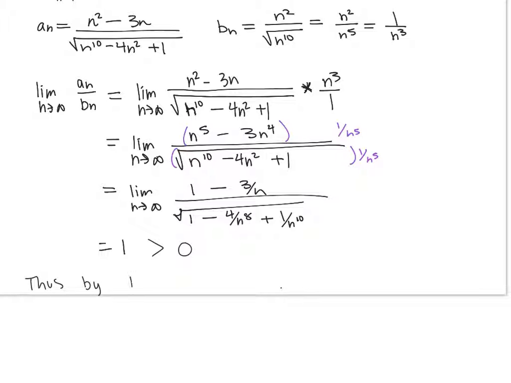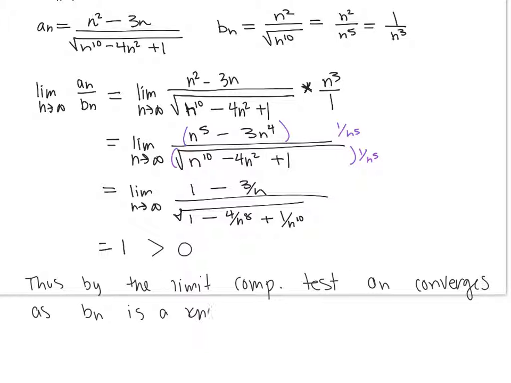Thus, by the limit comparison test, I'm going to make a mistake here. A n converges as B n is a known convergent series. So the mistake that I made was this: if you don't put those sum signs, you're talking about a sequence, not a series. So this is how you do it right.